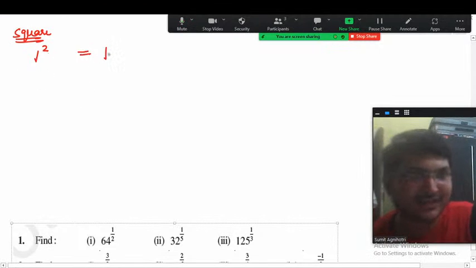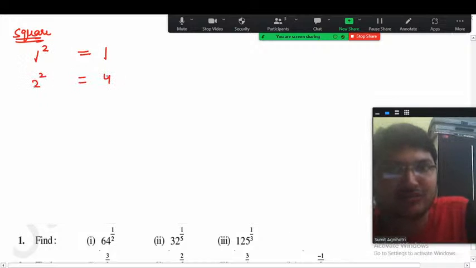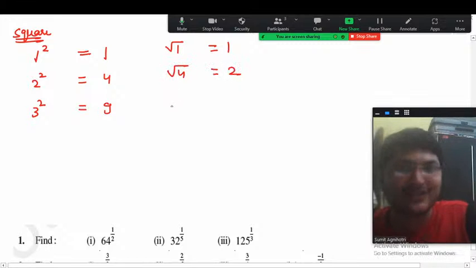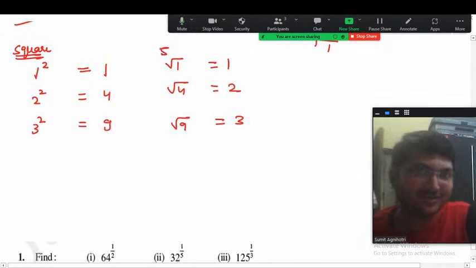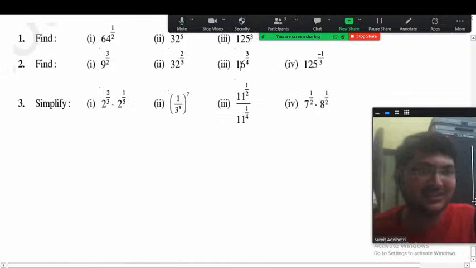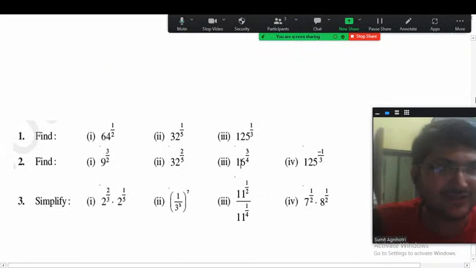If 1 square is 1, then the square root of 1 is 1. If 2 square is 4, then the square root of 4 is 2. If 3 square is 9, then the square root of 9 is 3. That is the importance. If you know the square, you can find the square root. That is why it is generally suggested that you remember squares up to 30 or 40. Generally people remember up to 30.